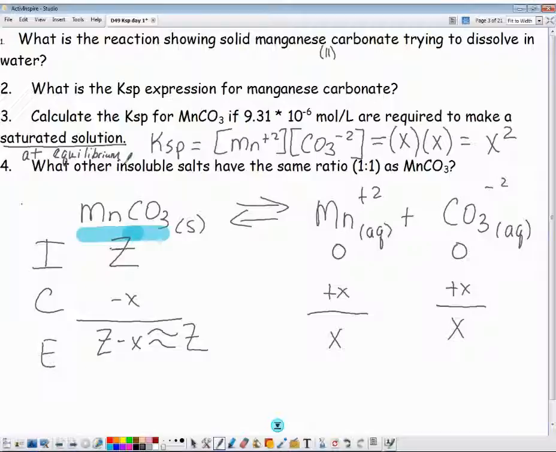All right, so what did they really give me right there then? They gave me X, the value of X, because look how it reads. Calculate KSP if this many moles per liter are required to make the solution saturated. So they gave me what this is. When the verbiage reads the way it did here, they gave me X. Can I find KSP? Plug and chug, right? So yes, I can find it. KSP is equal to 9.31 times 10 to the minus 6 squared.